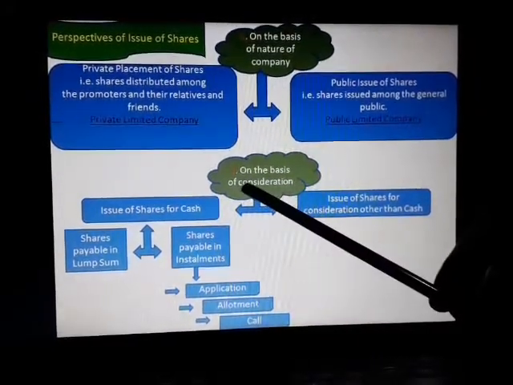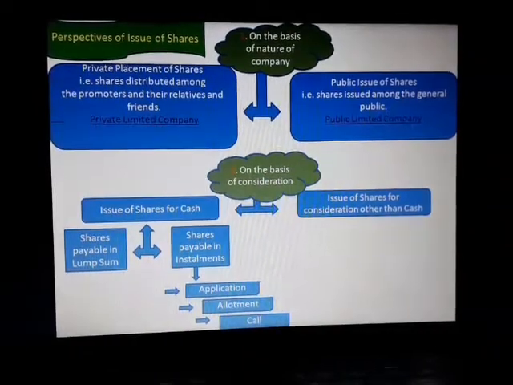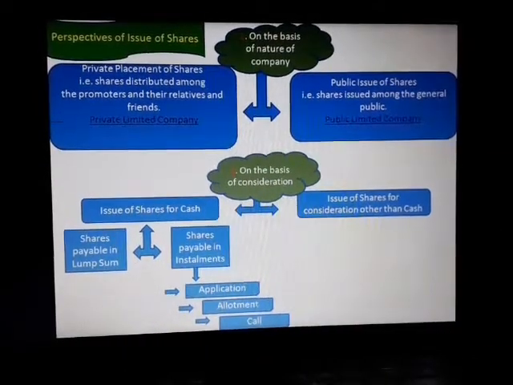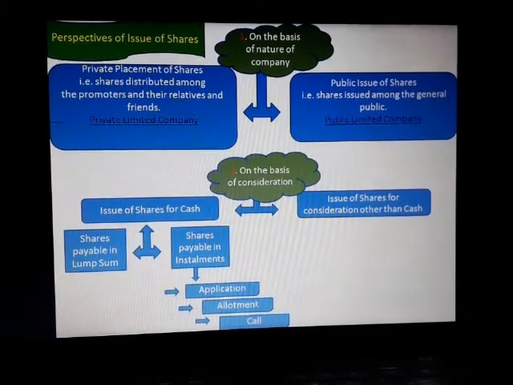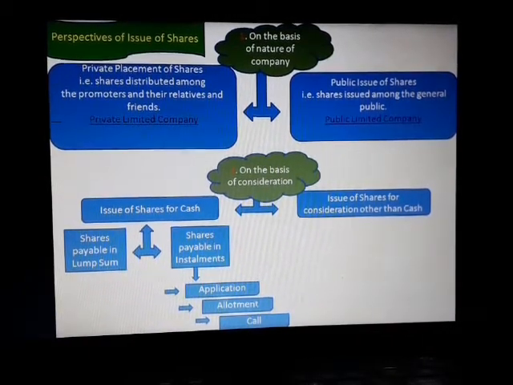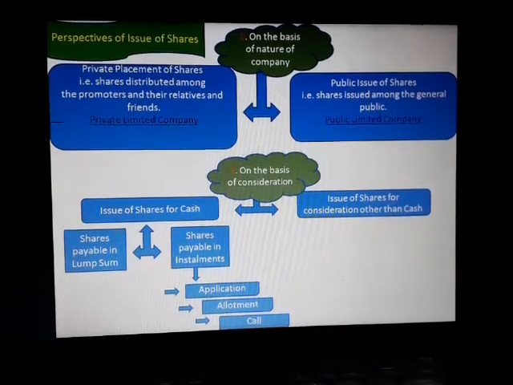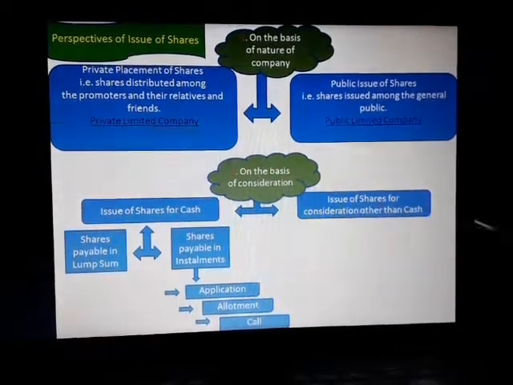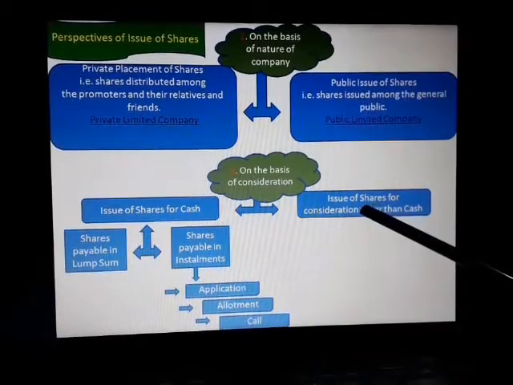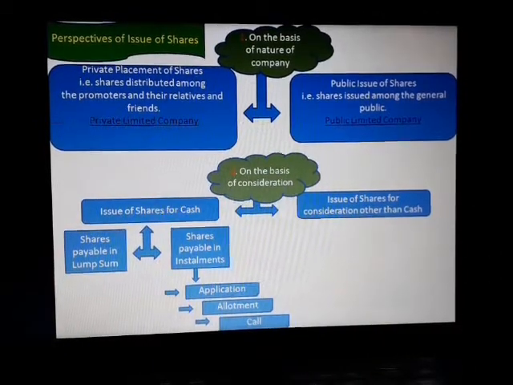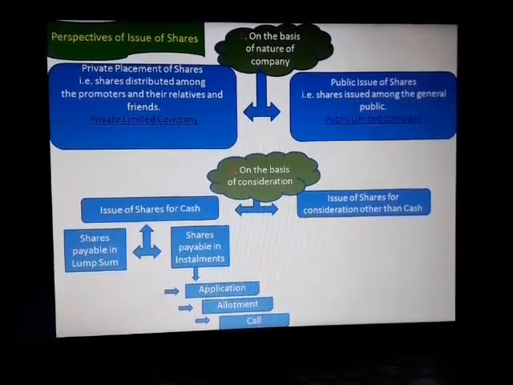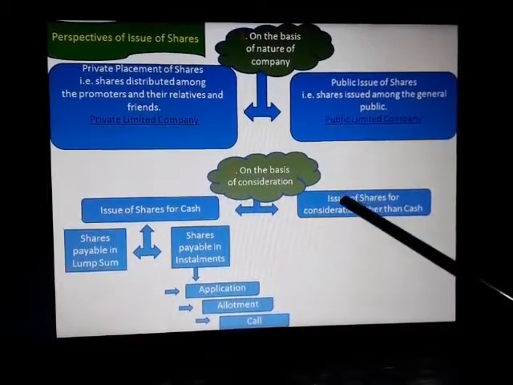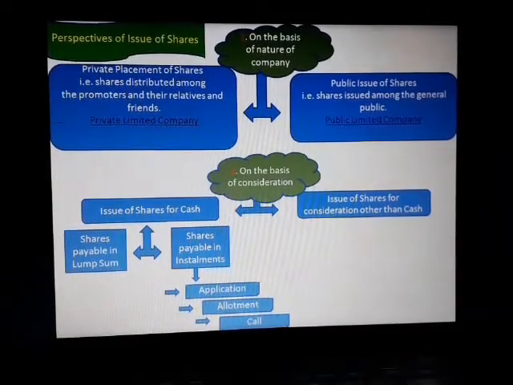Now, the second perspective is on the basis of consideration, that is against the issue of shares, the company can raise capital in cash or in other modes, that is in terms of assets etc. So, if it is received in cash, then that should be termed as issue of shares for cash, and if it is in terms of assets other than cash, then issue of shares for consideration other than cash.